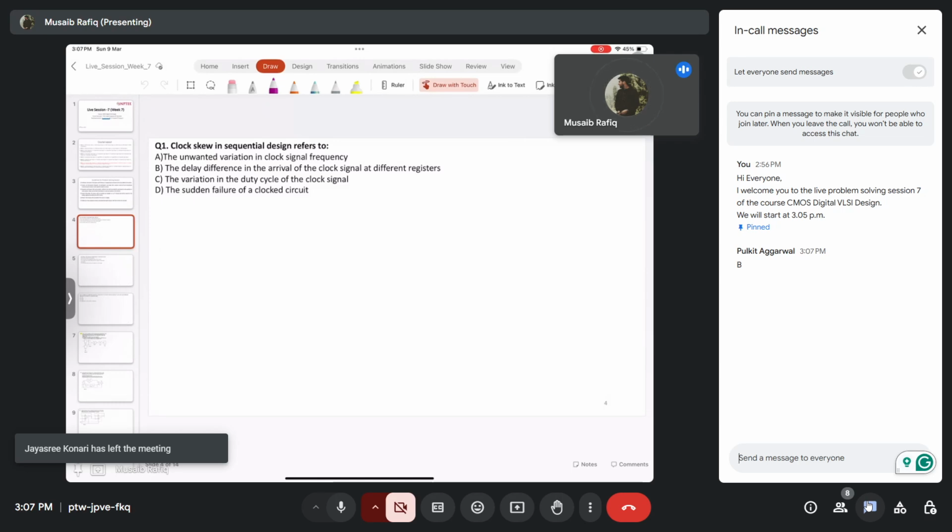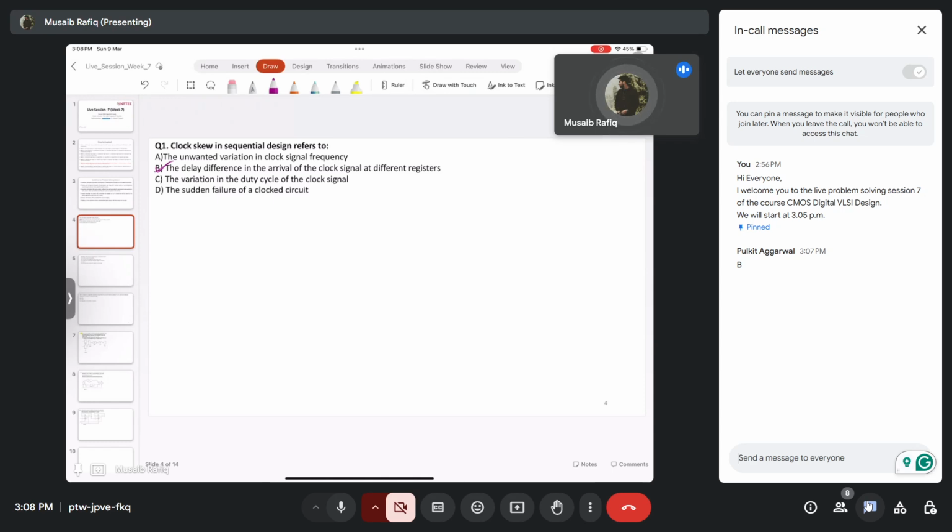Yes. So option B, as rightly pointed out by one of the participants, is the correct answer. That is the delay difference between the arrival of the clock signal at different registers. So clock skew can be positive as well as negative, and basically clock skew can be defined as when the clock signal reaches different parts of the circuit at different times, potentially causing timing violations, right?